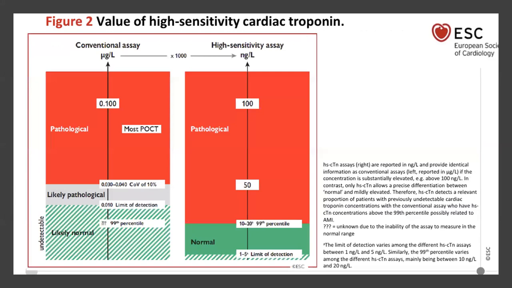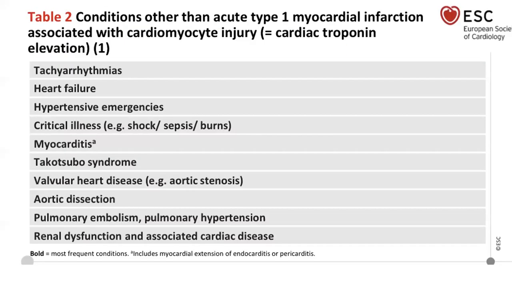So this figure basically shows us the comparison between your conventional assays and the new high sensitivity troponin assays that we have. You can see here they have a higher rate of picking up pathology, and a higher rate of picking up your type 1 myocardial ischemia. So it is quite important to have your high sensitivity troponins done on your patients. So we've gone through this, which is the other causes that you need to think of.